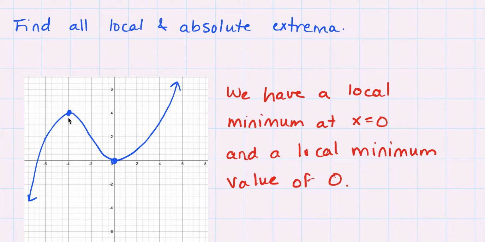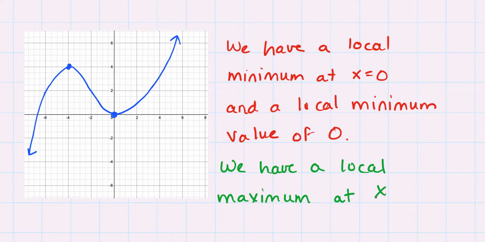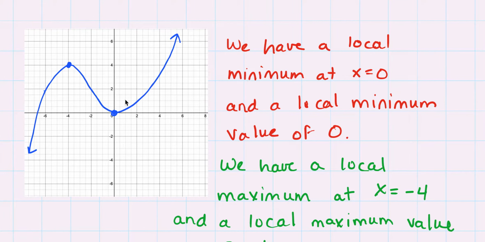So we have a maximum because we have a hill here. The local maximum, so let me write this here. We have a local maximum at x is equal to -4. Sometimes you might see when x is 0 or when x is equal to -4. And a local maximum value of +4. So this is plugging in -4 into our graph. You can see that the y value corresponds to 4.